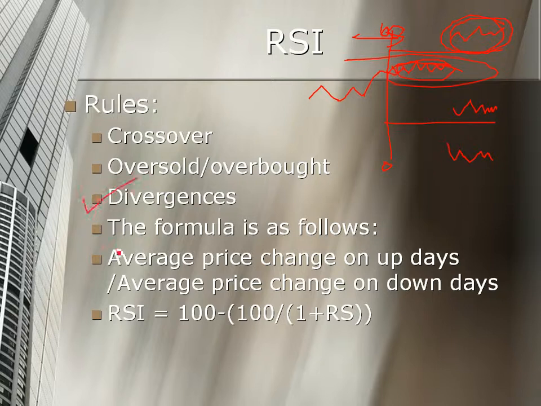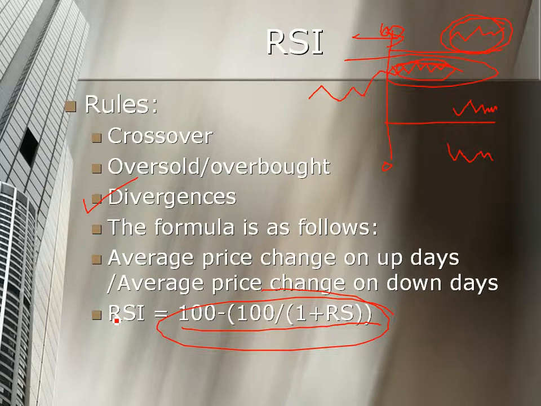The formula for this, by the way, is this. Now, we don't need to know the formula, but it's useful to know since we're specialists and we're specializing in momentum indicators. It's the average price change on up days divided by the average price change on down days. And it's calculated in this way, so it's converted into a percentage using that methodology.